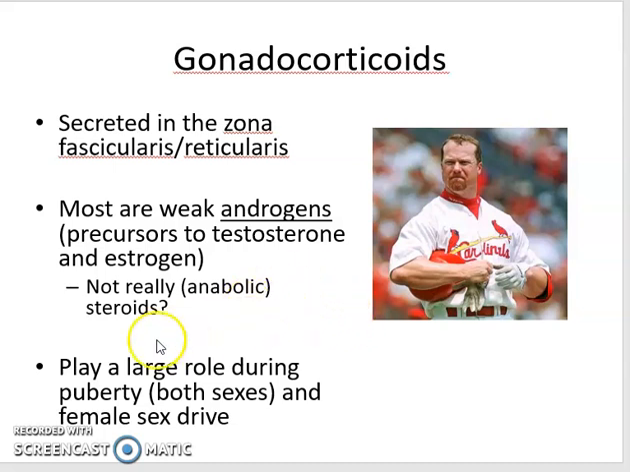Now, normally, this plays a large role during puberty in both sexes. If you think about it, how do we initiate puberty? How do you jumpstart the gonads, ovaries and testes, to get them started? Well, the gonadocorticoids from the adrenal glands start that process. So this is a really important driver for the beginning of puberty in both sexes, males and females.